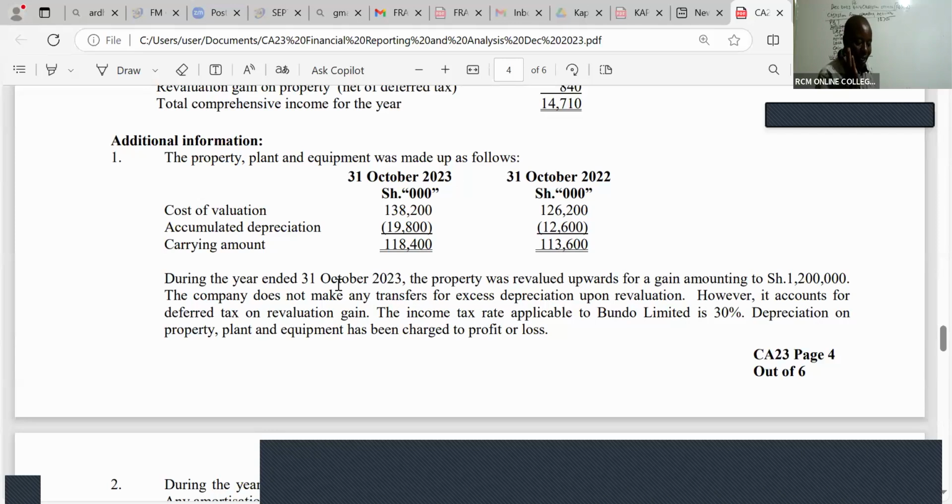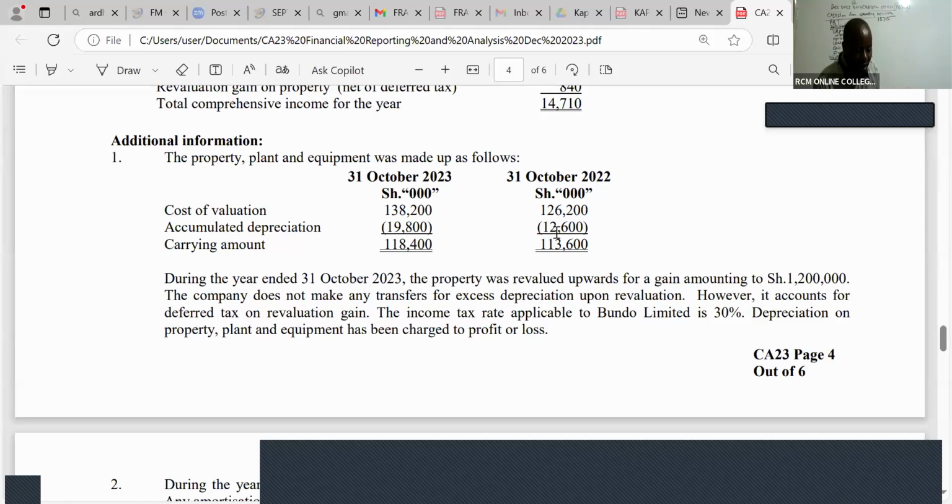I'm told during the year ended 31st October 2023, the property was revalued upwards for a gain amounting to 1,200. I'm cutting 3 zeros because you can see they're cutting 3 zeros as well. The company does not make any transfers for excess depreciation upon revaluation. However, it accounts for deferred tax on revaluation gain. The income tax applicable to Bundo Limited is 30%. Depreciation on PPE has been charged to profit or loss. Ladies and gentlemen, the accumulated depreciation at the end of 22 was 12,600.